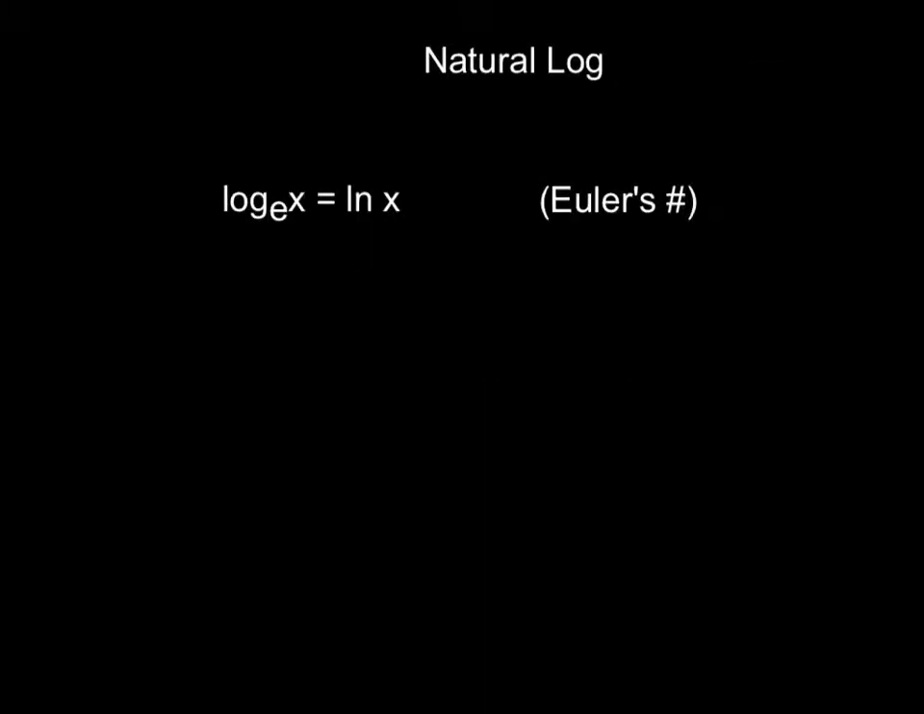Going back to our natural log, or Euler's number, from the previous section, we can apply this to our logarithmic form by saying that ln x, ln being our natural log, is the equivalent to log base e of x.